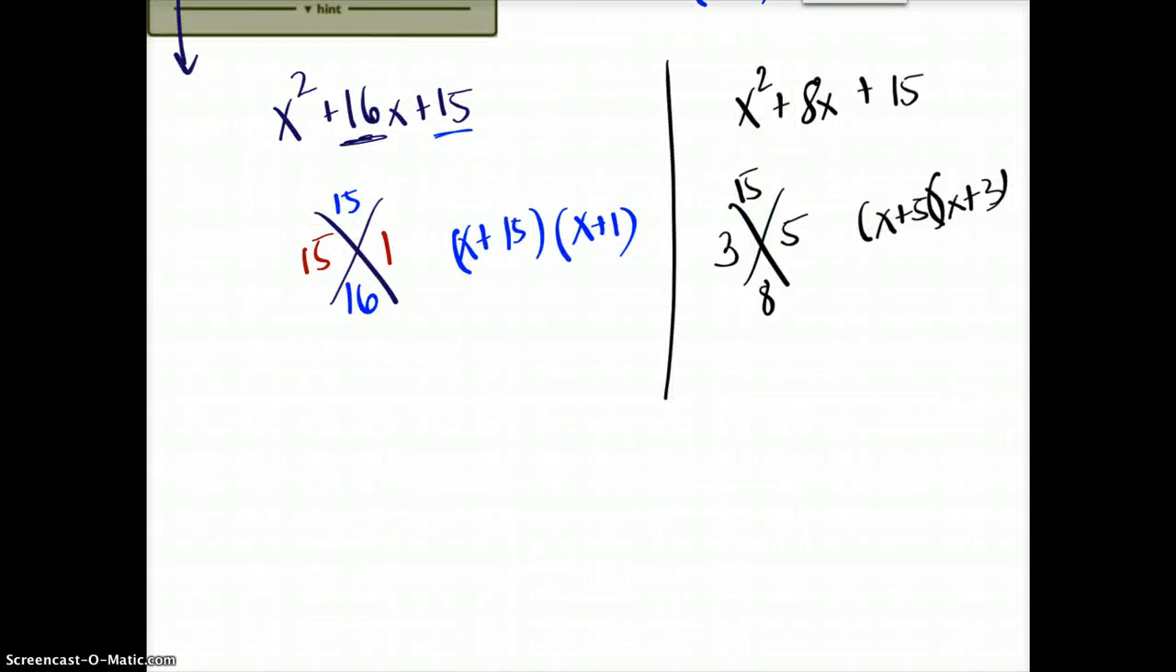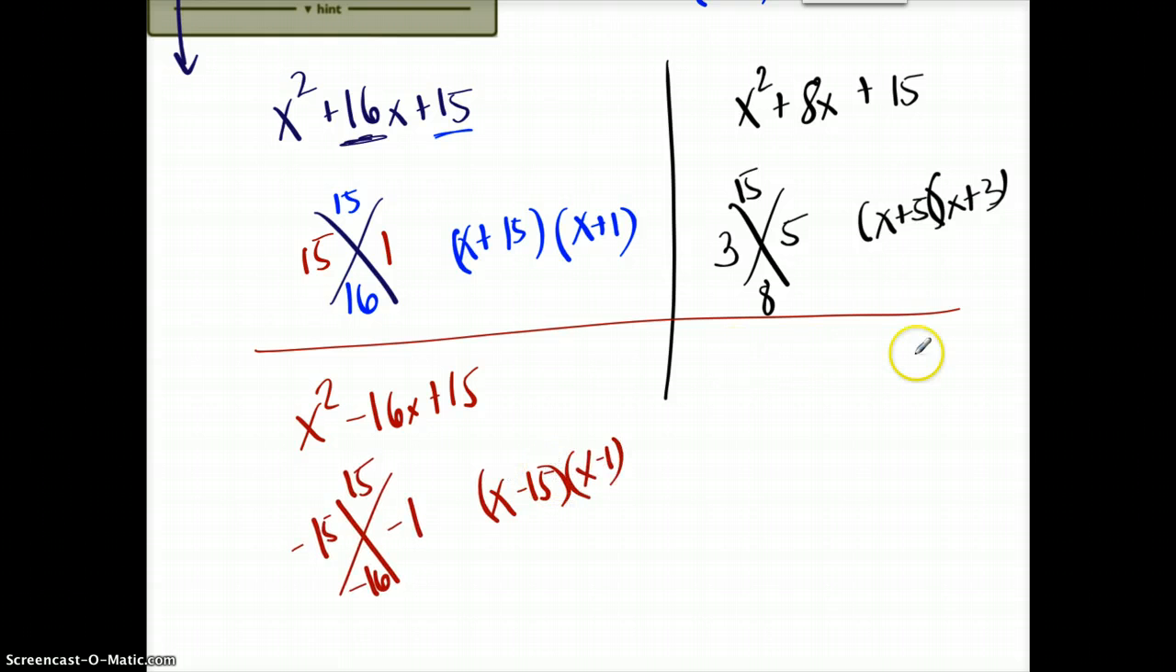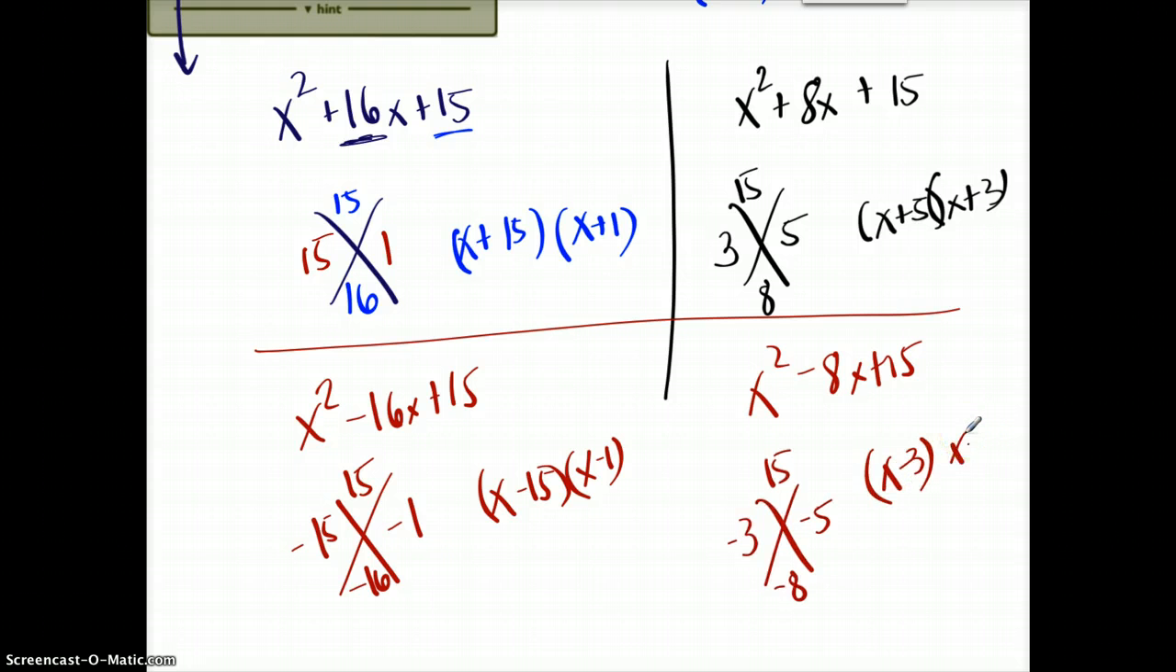If we did 2 more, you're not going to do the exact same thing, but I'll just do them in negative. So x squared minus 16x plus 15, and then we'll have 15 and negative 16. We'll have negative 15 and negative 1. X minus 15 and x minus 1. We'll do the same thing over here: x squared minus 8x plus 15. And our Xbox method would be 15, negative 8, negative 3, and negative 5. X minus 3, x minus 5.